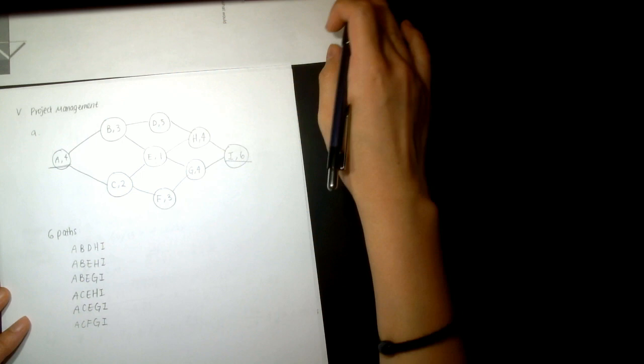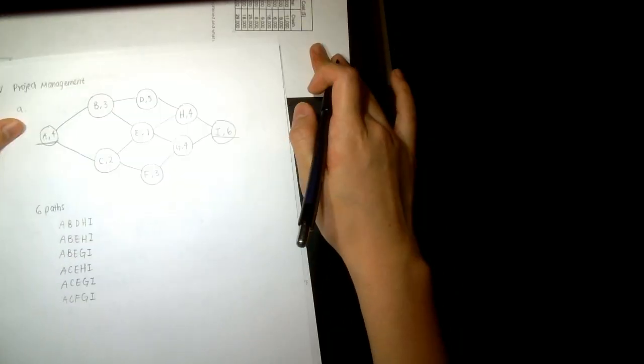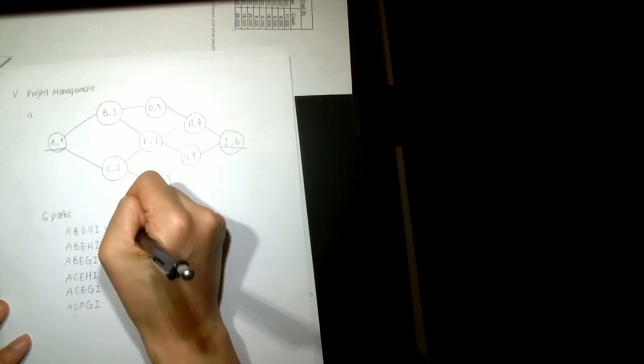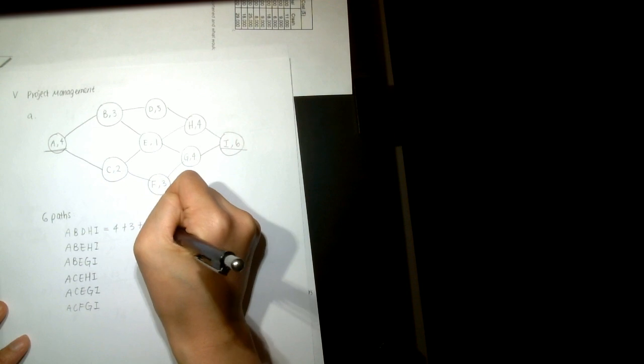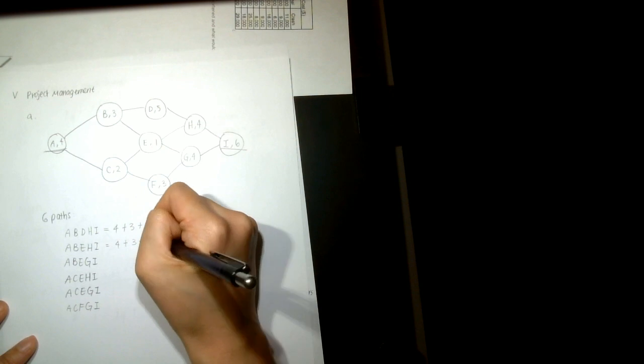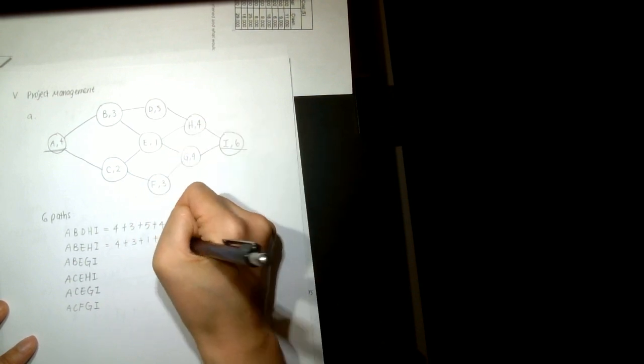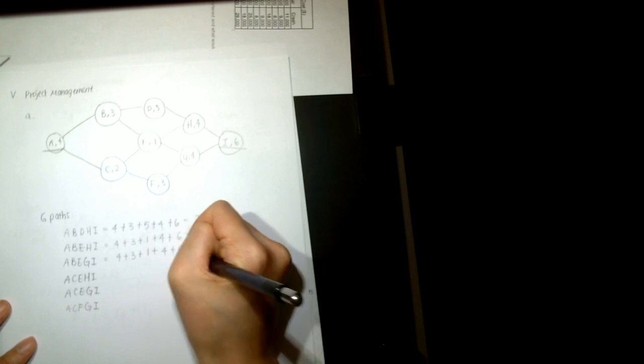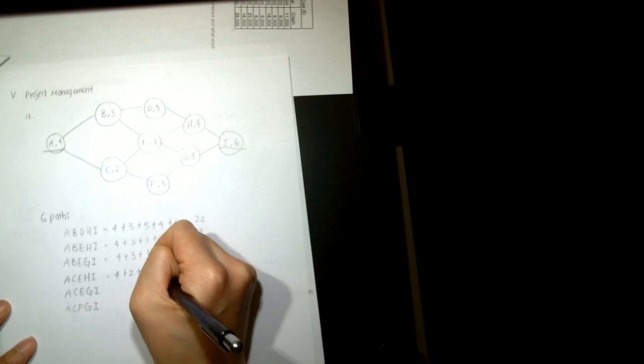So how long does each of these paths take? For the first one, A takes 4 plus B takes 3, D takes 5 plus 4 plus 6. So you're just calculating the length of this path. It would equal 22. The second one, 4 plus B is 3 plus E is 1 plus H is 4 plus I is 6 equals 18, and so on. Another is 18 as well: 4 plus 2 plus 1 plus 6.